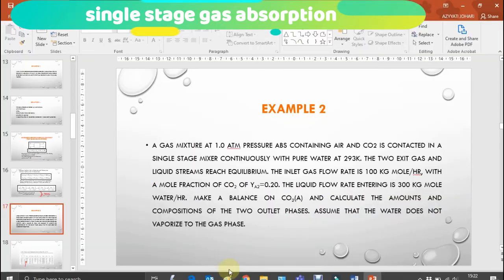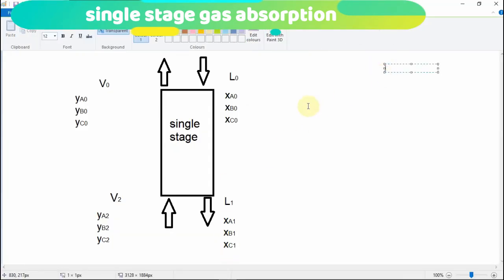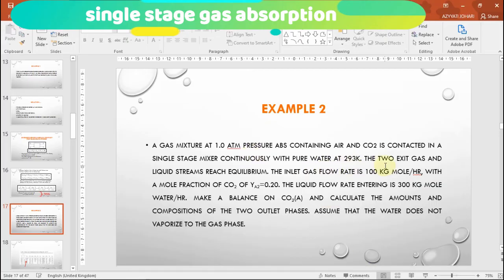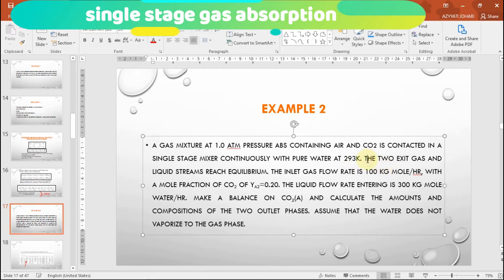Okay, so as we know, component A is the CO2, component B is pure air, and component C is the water. This is carbon dioxide.